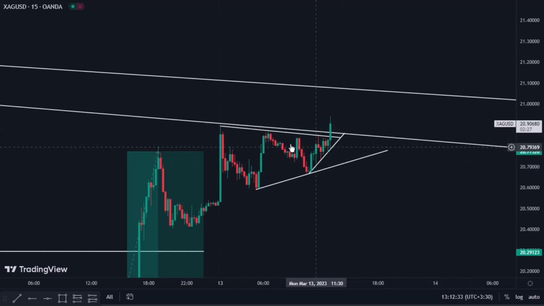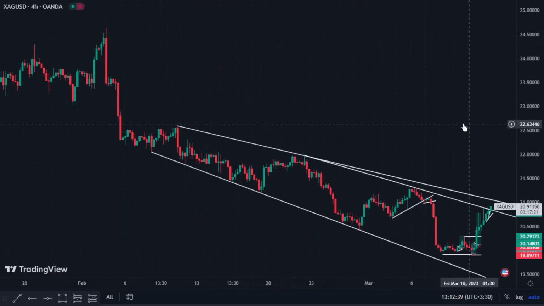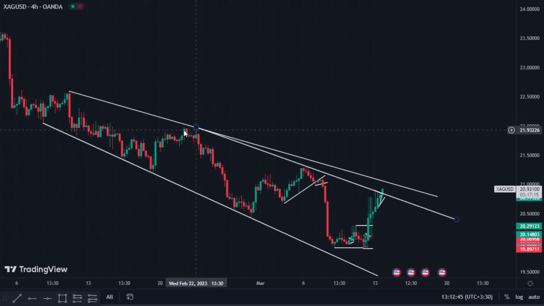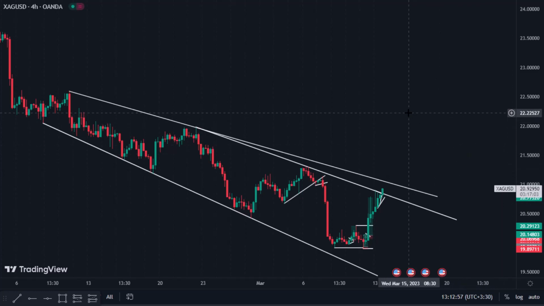And also you can see on the bigger time frame, like 4 hour, we have this trend line in channel. We were in channel, we are still in channel. We have this trend line broken, but we need the candle to be closed in the 4 hour time frame. 3 hours and 15 minutes left.